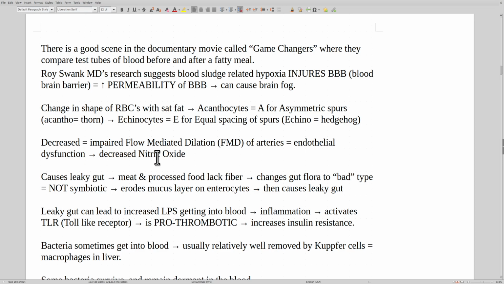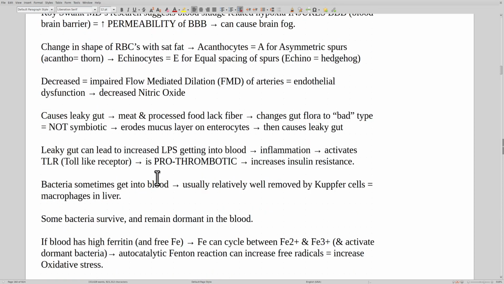Injured blood-brain barrier is associated with leaky gut, so you get all the problems related to that, like postprandial amyloidogenic clotting. It's associated with increased inflammation, and actually also contributes to worsening insulin resistance.